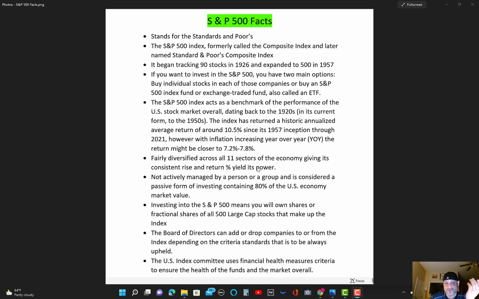However, with inflation increasing year over year, the return might be closer to about 7.2 or 7.8, because when it comes to CPI data, inflation numbers, it's always going to be skewed a bit.